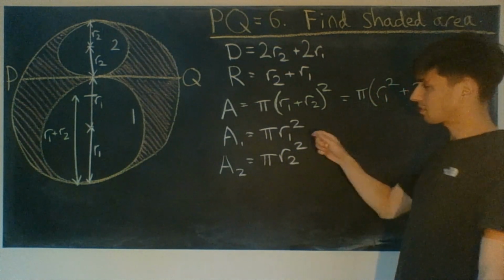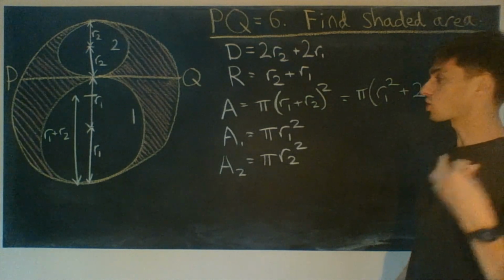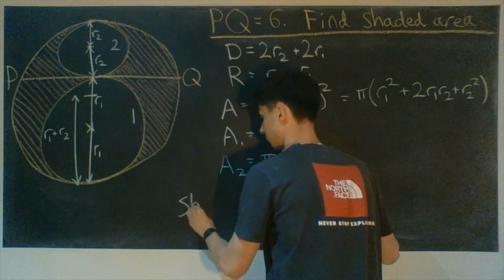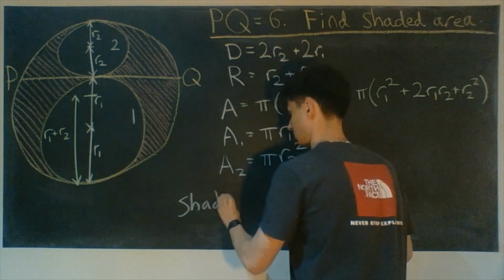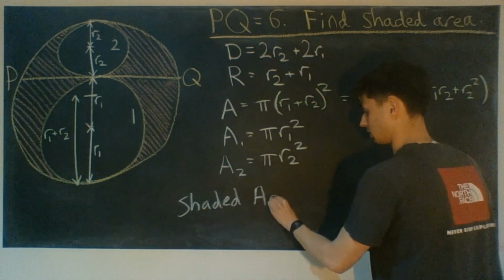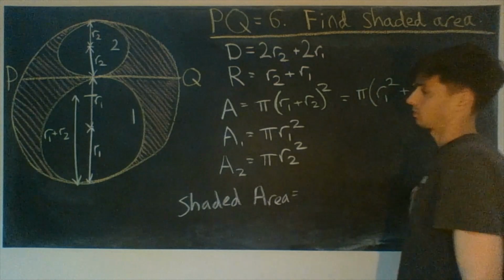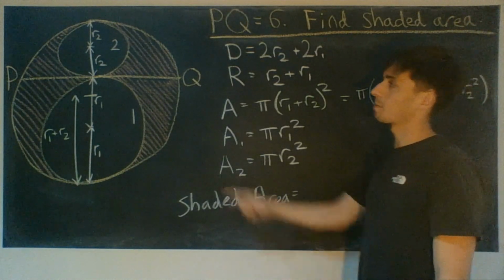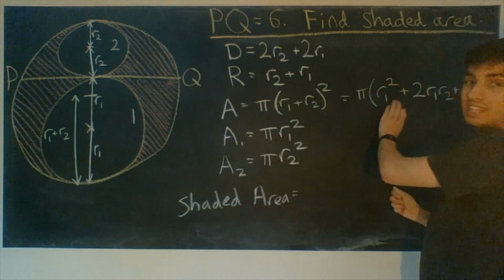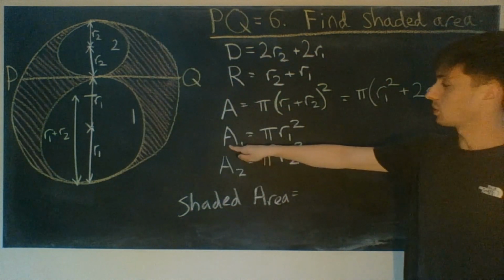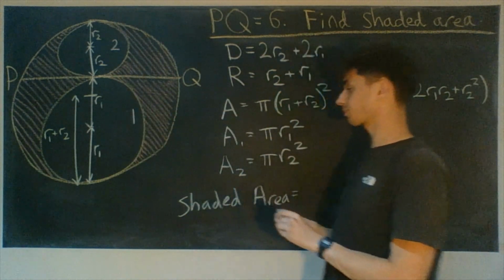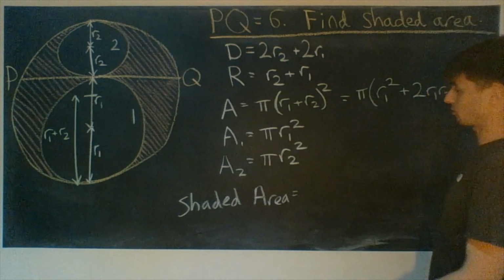Okay, our last step when thinking about these areas then is our shaded area. So for this I'm just going to write shaded area. And finding our shaded area, it's our whole circle all together. That's this long area over here. We need to take away area 1 and also take away area 2. Let's write out the whole thing that we've got then.